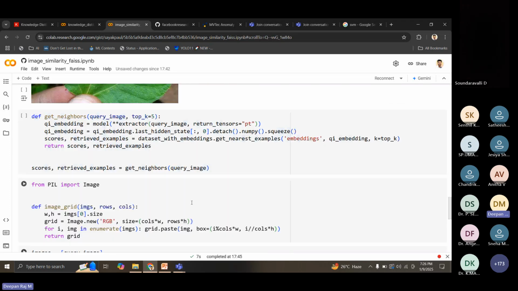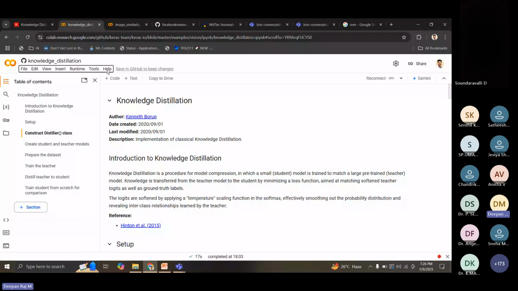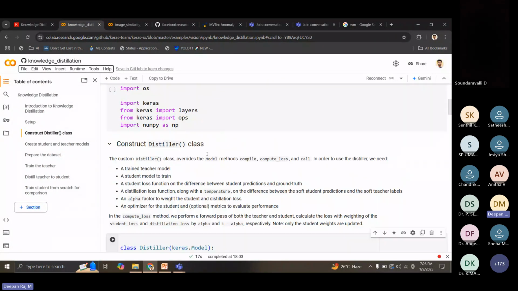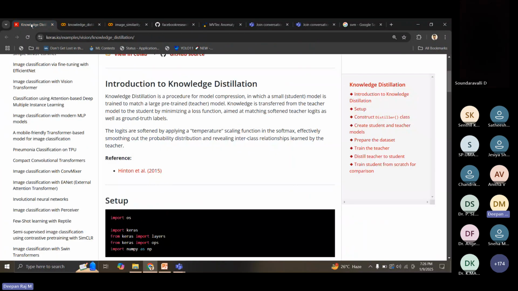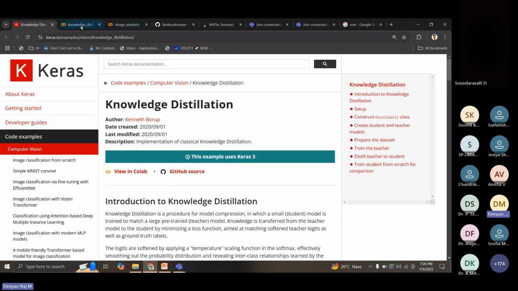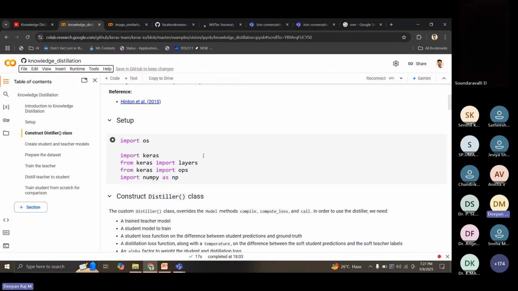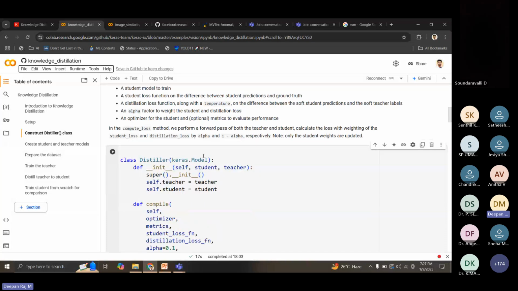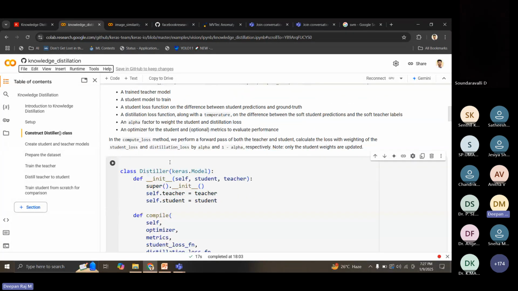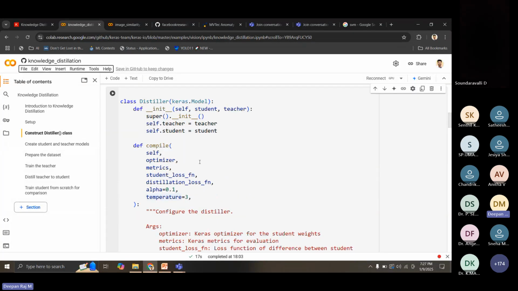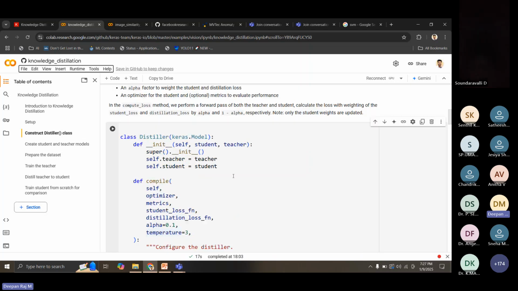So this is one approach, and I've also used a Keras tutorial to show you knowledge distillation. This is available inside the Keras examples, and I've taken it from there. The basic idea is that I'm using a Keras model. A simple CNN architecture is constructed, but I'm using knowledge distillation to train a teacher and student as well.